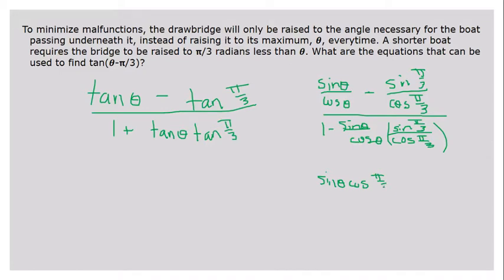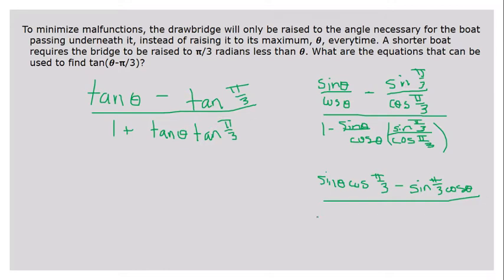It already has the cosine pi over 3, so I'm going to multiply by cosine theta, divided by cosine theta cosine pi over 3 minus sine theta sine pi over 3. So I have two options. It could be either one of these equations that I can use to get my tangent. Okay?